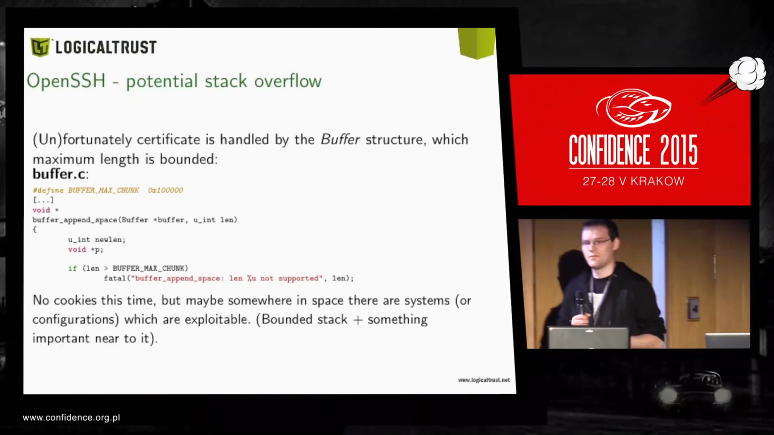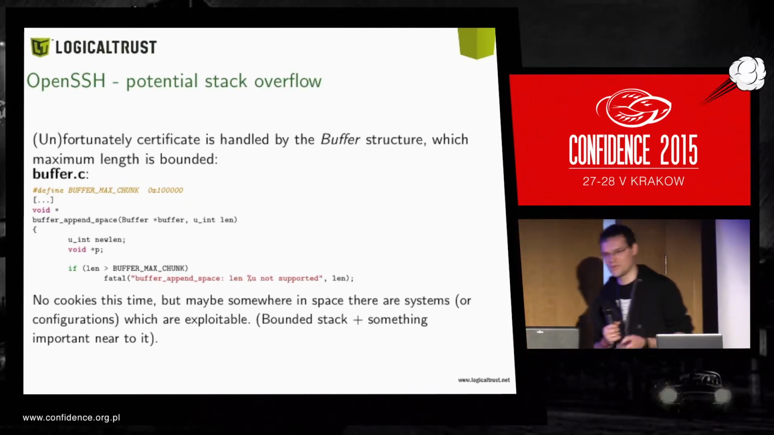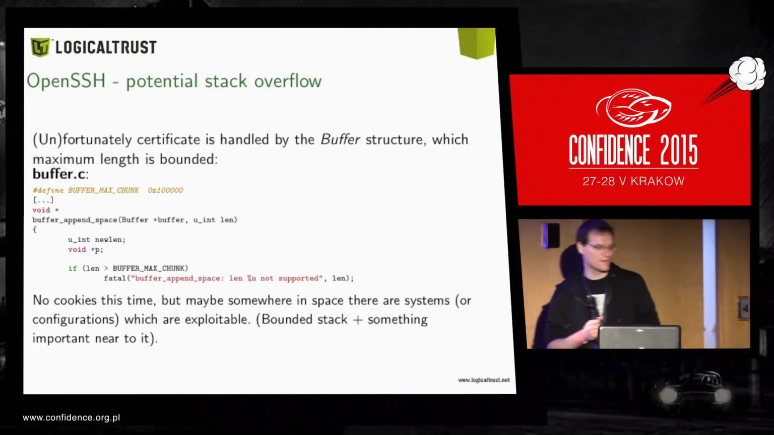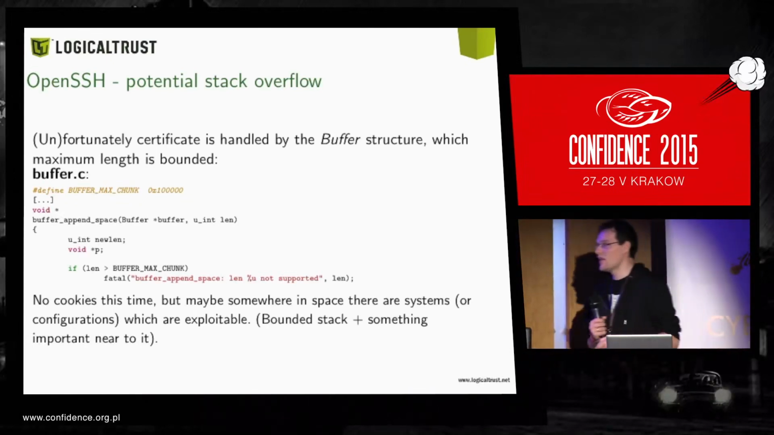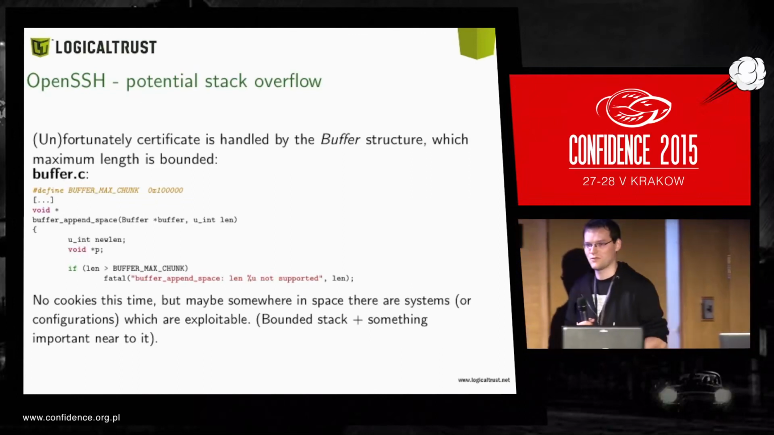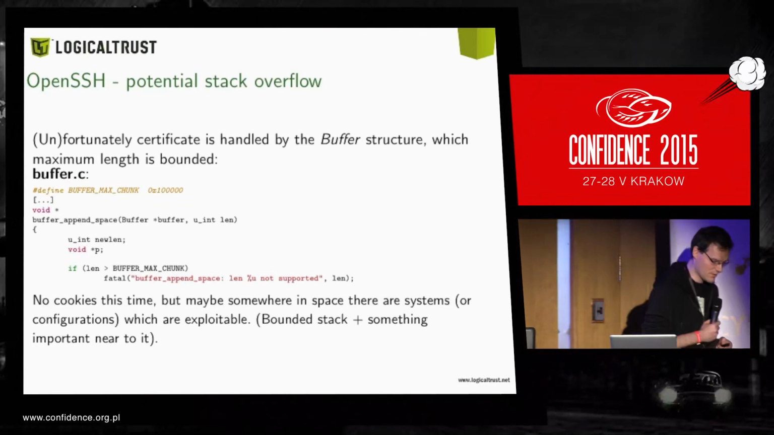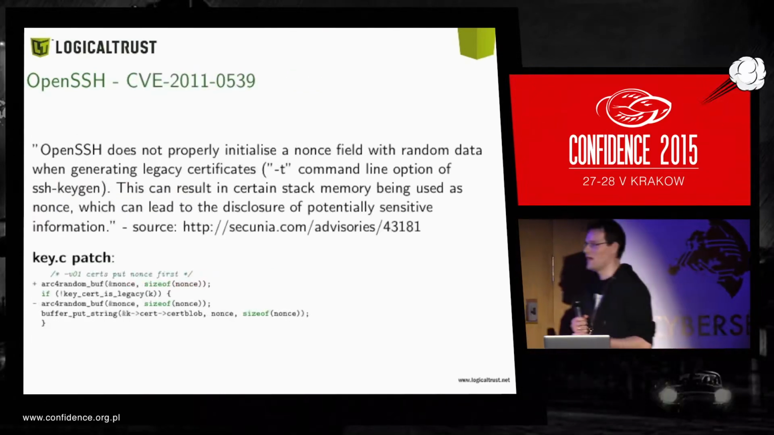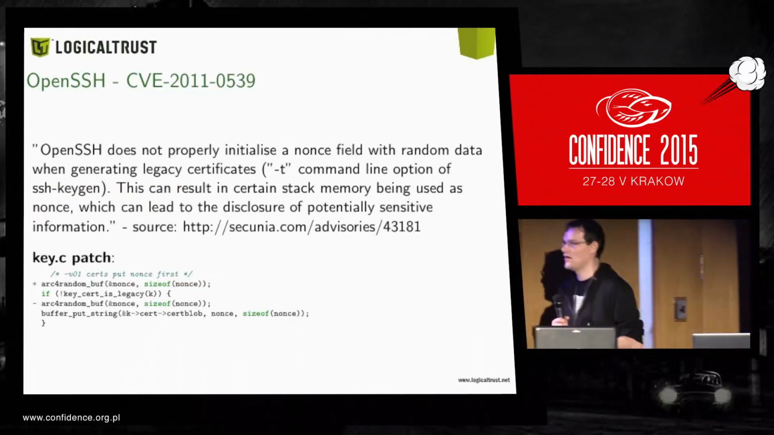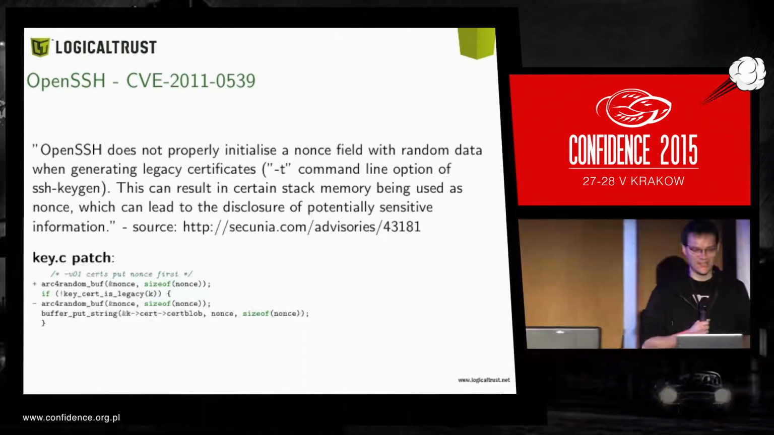probably there exists some, you know, exotic architecture where the stack is pretty bounded and something important is near it. So for now, it's not exploitable. It was fixed many years ago in OpenSSH, but it shows that OpenSSH is not necessarily bug-free. And another example is actually a real bug in OpenSSH.